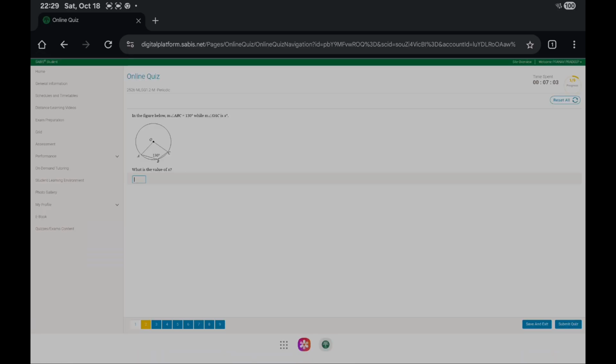And now for this question, they gave you ABC equals 130. You want to find OAC, this angle. Now in order to find this angle, you need to find the measure of AOC. Now we need to find the measure of major arc AC. Arc AC equals 130 times 2, which is 260.